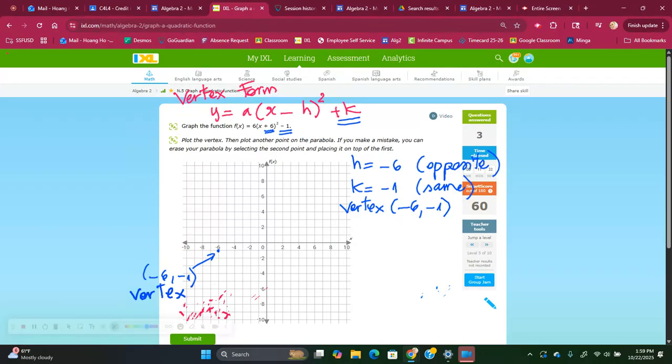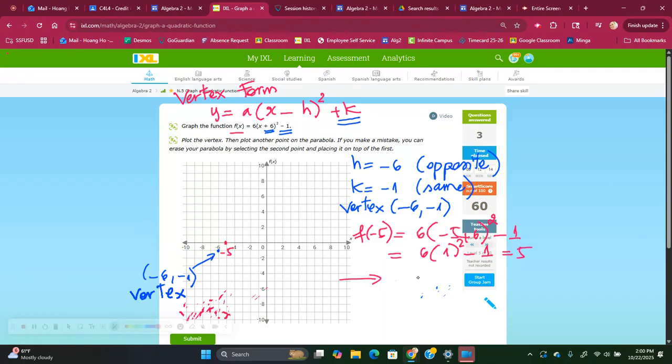All right, now we need one more point. I would choose the point next to the vertex, 1 unit bigger. The x vertex is negative 6, so the next point I should choose has x coordinate negative 5. Let's find f of negative 5. I put in (negative 5 plus 6) squared and then subtract 1. I come out with 1 squared and then subtract 1, so I should come out with number 5.